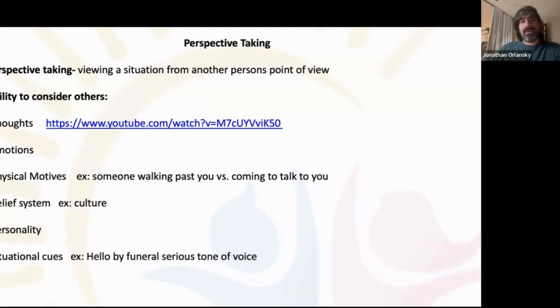Physical motives. When you recognize that someone is walking up to you, there's little things that we don't even recognize that we're recognizing in the way someone strides, the way they look at us, which indicates whether they intend to come and talk to us or if they're just walking past us.